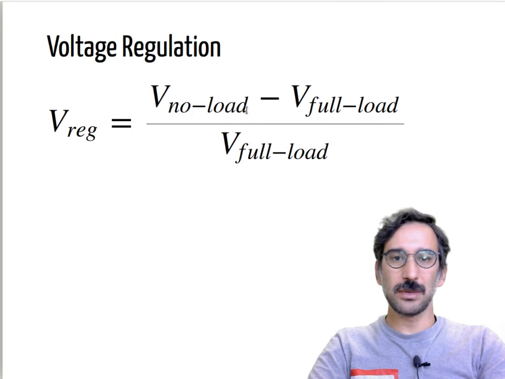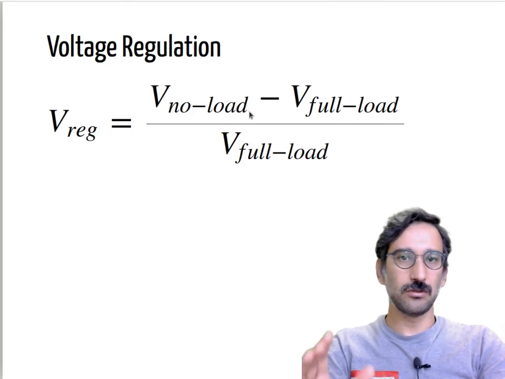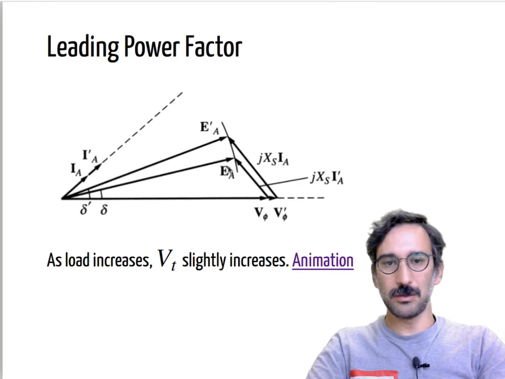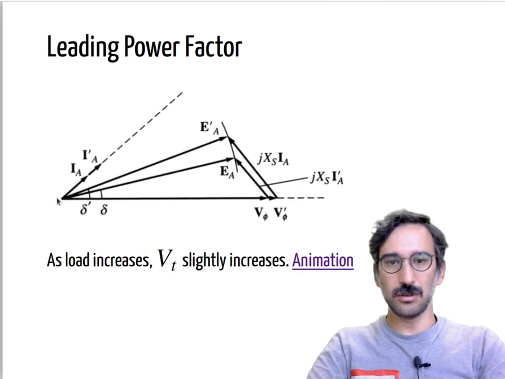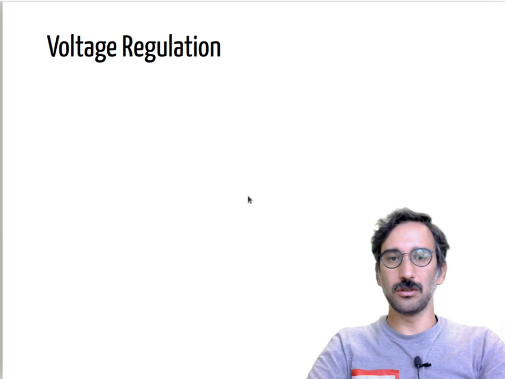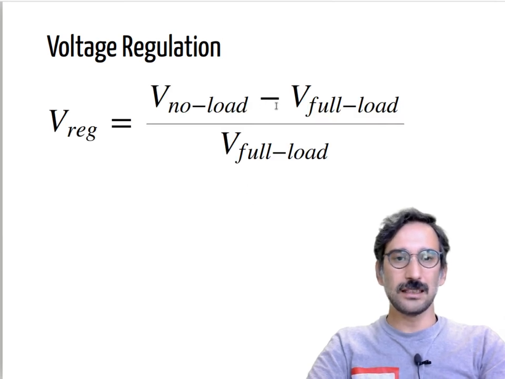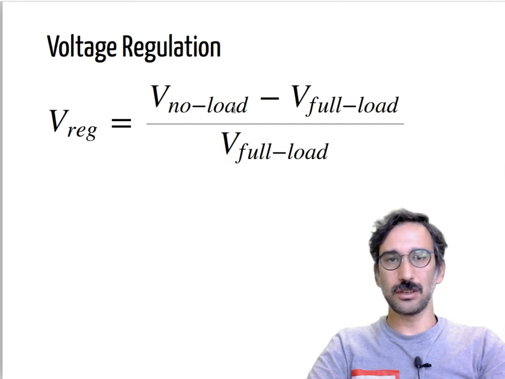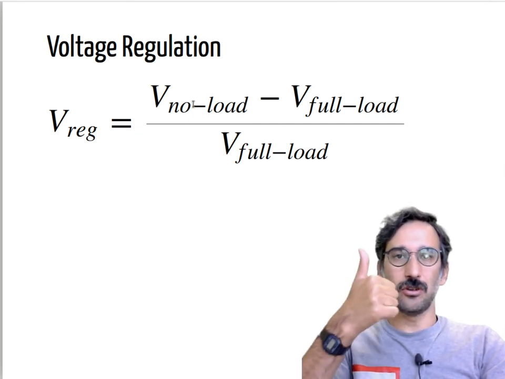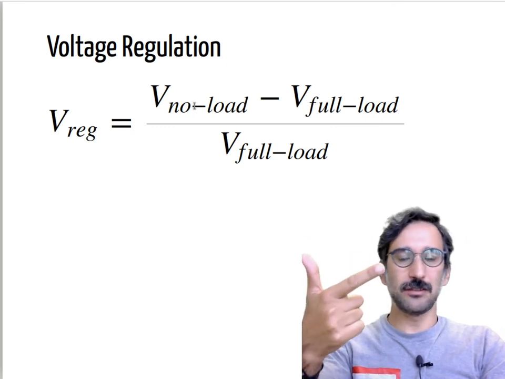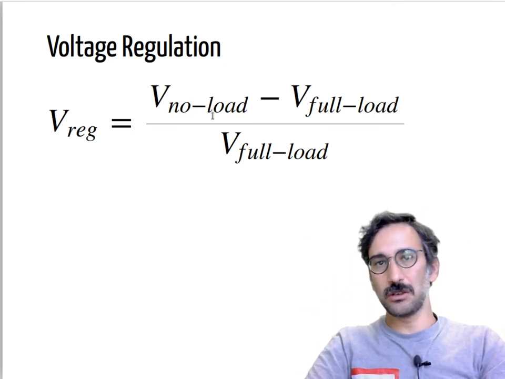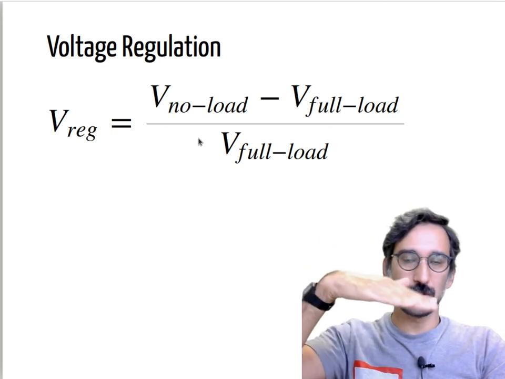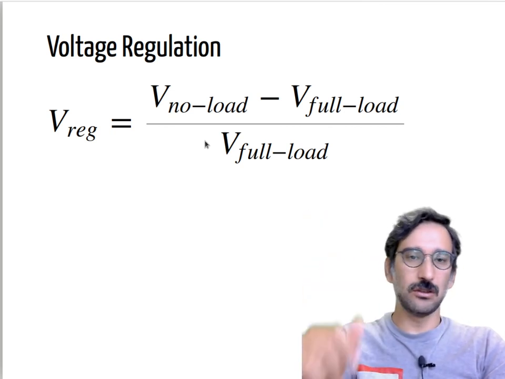You can define the magnitude of the voltage at no load, which is equal to EF. So again, remember, if you don't draw any current at all, then EF will be equal to your terminal voltage, and then you subtract the full load voltage, okay, then you divide it by the rated load or full load voltage. Okay, so again for unity and lagging power factors you have positive voltage regulation, so that means output voltage tends to decrease as you increase the load.